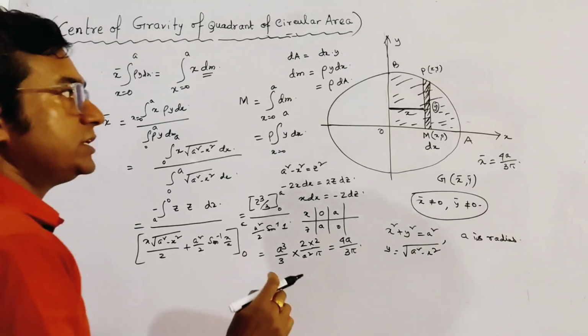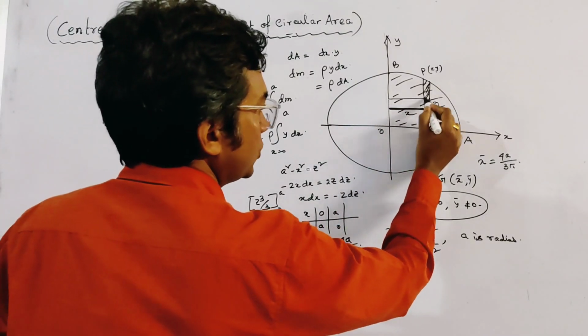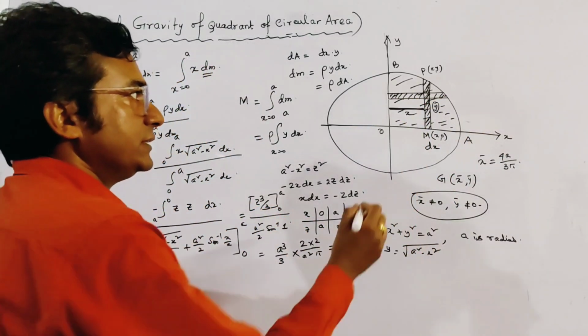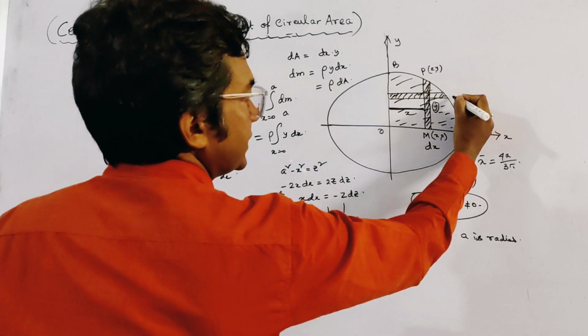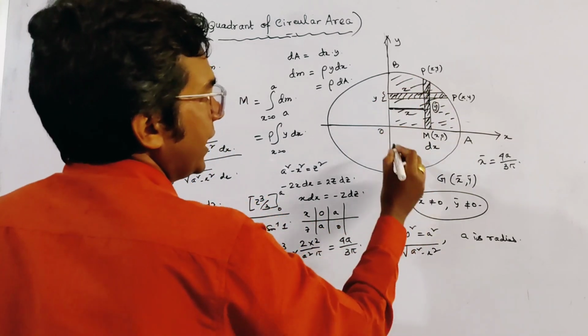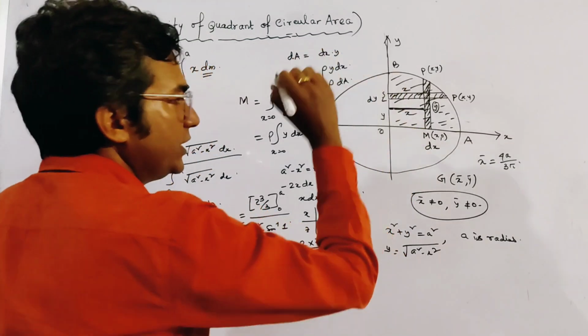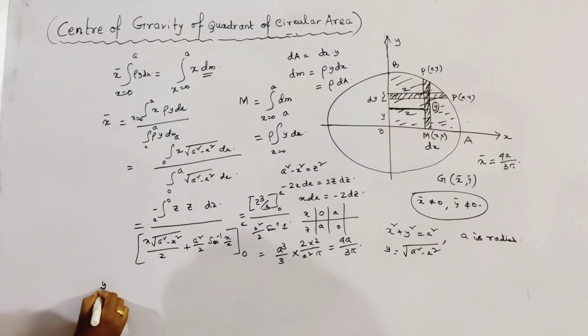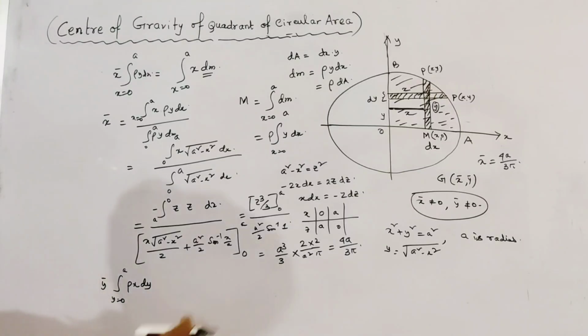Now we consider the strip parallel to x axis to find the value of y bar. This type of strip we consider, and the length of this strip is obviously this is P(x, y), so the length must be x, and we take the breadth as dy. So this type of integration converts to y bar into integration y from 0 to a, rho x dy, and the right side is integration y from 0 to a, y dm.